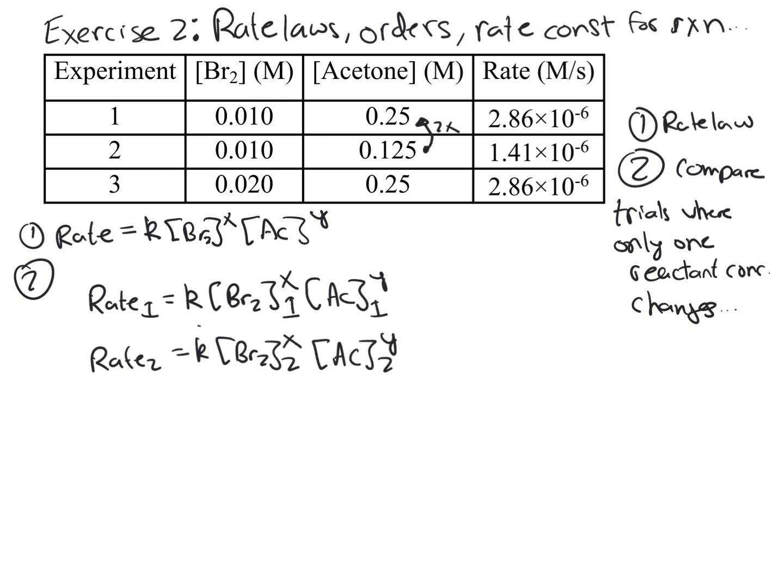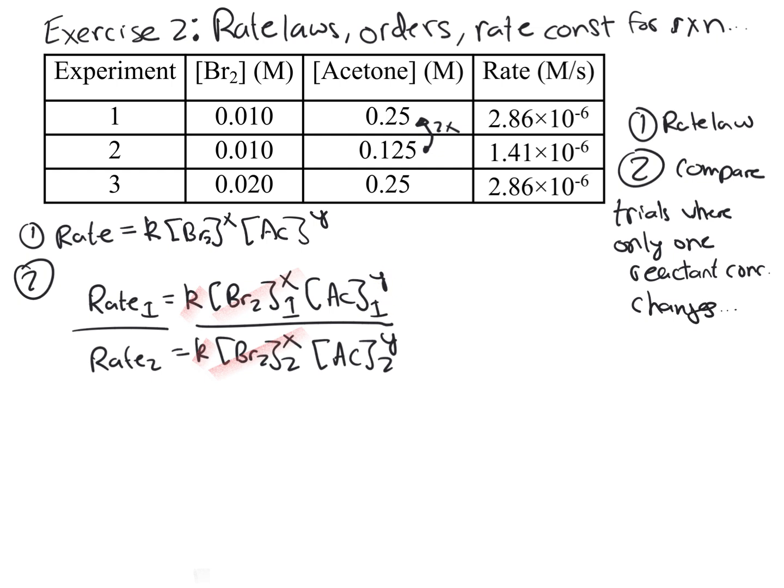Remember, the idea here is we can divide these two equations. That's a valid operation, and what happens then is everything that stays constant, all of our controls, get canceled out. So K cancels, and Br2, since if I look at the numbers there, it's 0.01 on top in trial 1 and 0.01 on the bottom in trial 2. Both of those things will cancel out. What I'm left with then is the same idea we've been talking about, that it's the rate factor. So this over here on the left is our rate factor. Rate 1 over rate 2 is equal to AC1 over AC2 to the power Y.